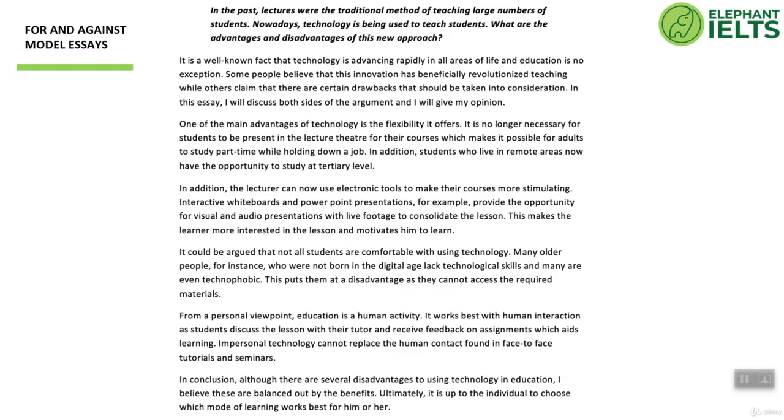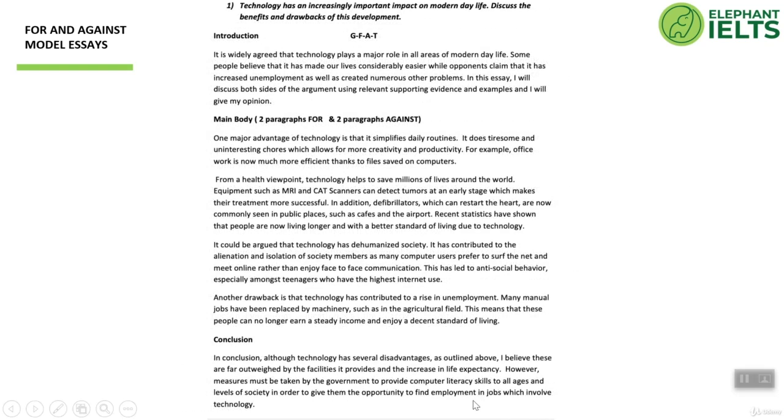So you can see the structure here for the for and against essay: introduction, GFAT, 4 main body paragraphs, and the conclusion. The next essay has the topic, Technology has an increasingly important impact on modern day life. Discuss the benefits and drawbacks of this development. Now you can read this essay and see again how each sentence follows the structure of the for and against essay, which we discussed.